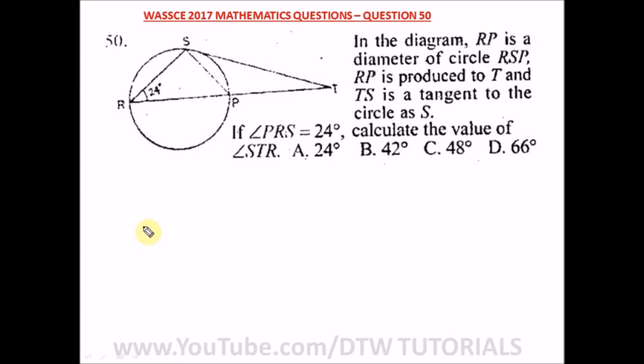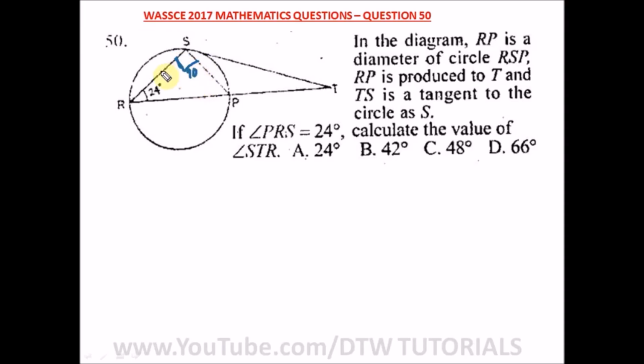Question 50 of our WASSCE 2017 mathematics past question. It says in the diagram, RP is a diameter of a circle RSP. RP is produced to T, and TS is a tangent to the circle at S. If angle PRS is 24, calculate the value of STR. How do we calculate the value of STR? We know that this is a semicircle, so definitely this angle is a right angle.